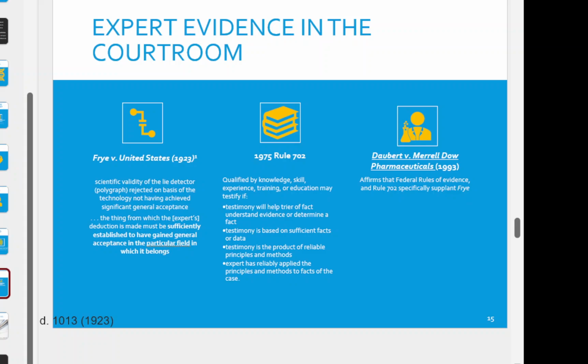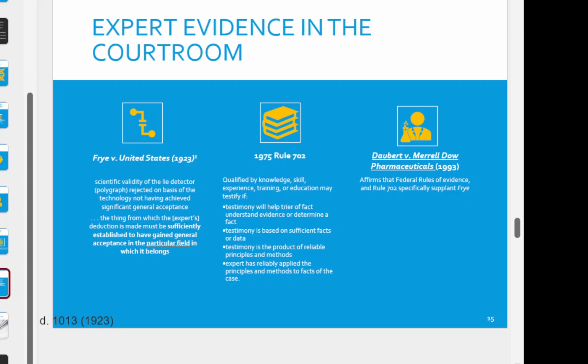So some key components of this rule: the expert witness, that is the forensic psychologist, may testify in court if the witness is qualified. So the expert must have the knowledge, skill, experience, training, or education to qualify as an expert in the relevant field, such as forensic psychology. The expert's testimony must rely on sufficient facts or data, ensuring that opinions are grounded in reliable information relevant to the case. The expert must use reliable and established principles and methods in forming their opinion. This ensures that testimony is scientifically valid and not based on speculative or untested methods.